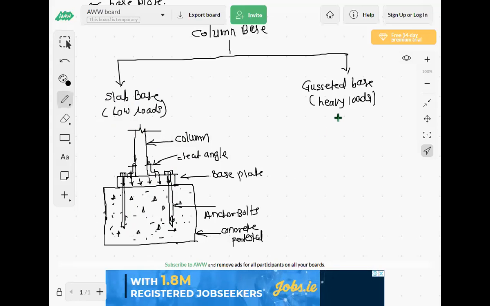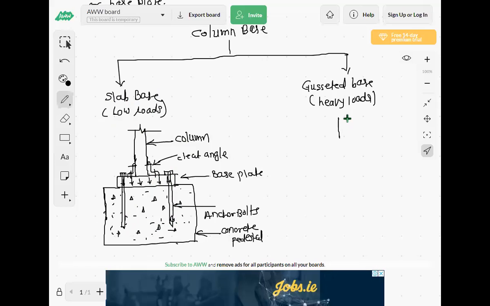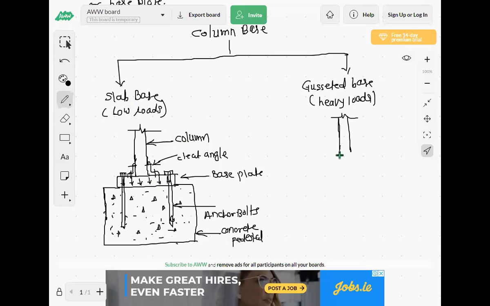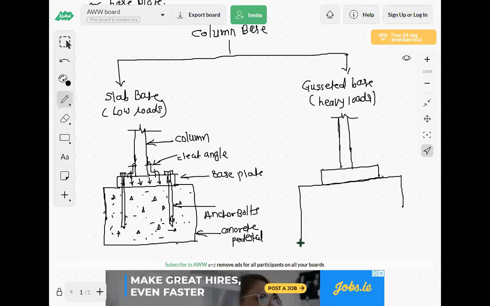Now second is the gusseted base. The second type of column base is the gusseted base. For the gusseted base also, a base plate is provided. Again the concrete pedestal is there. The only change is here: this vertical plate, an additional vertical plate, is provided here.